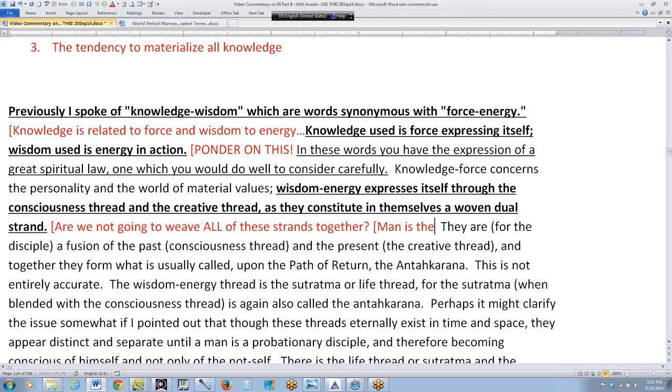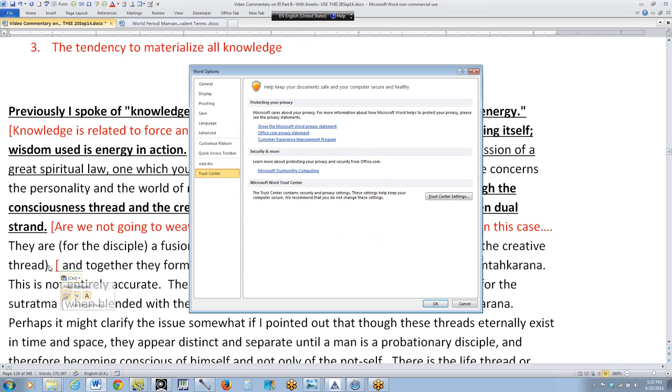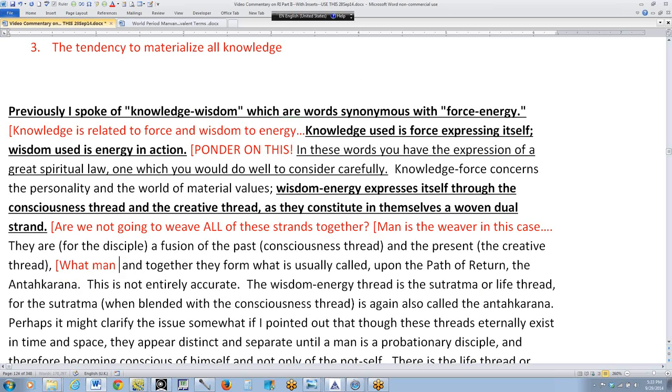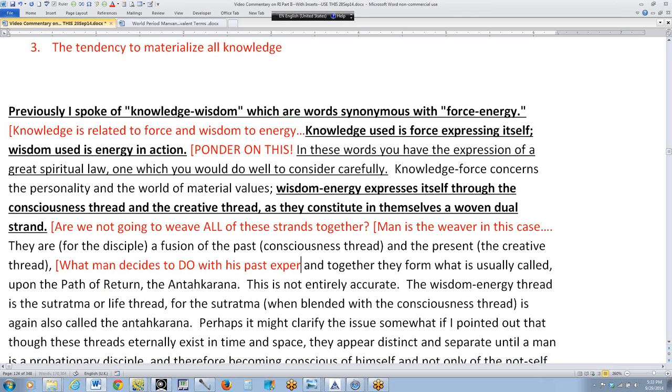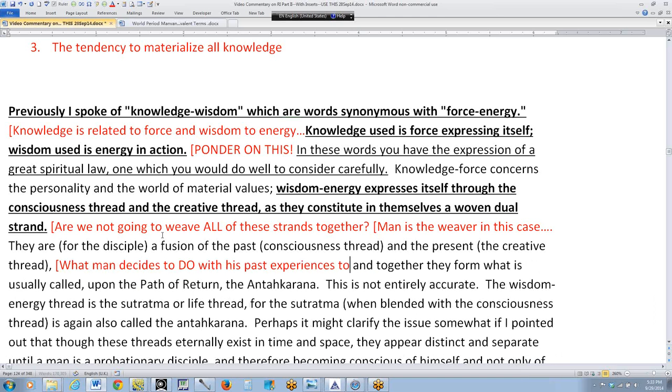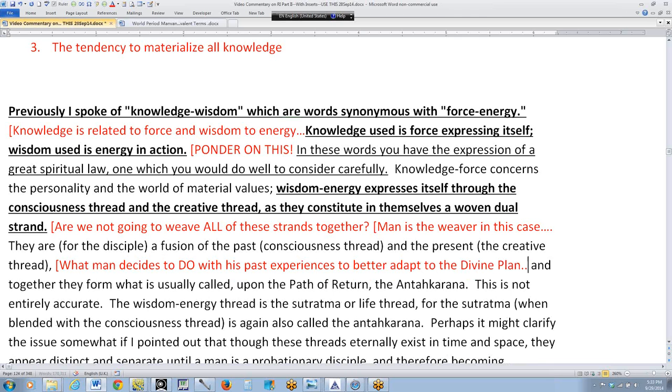Man is the weaver in this case. They are for the disciple a fusion of the past, the consciousness thread, and the present, the creative thread. In other words, what man decides to do with his past experiences to better adapt to the divine plan, at least at a certain point.